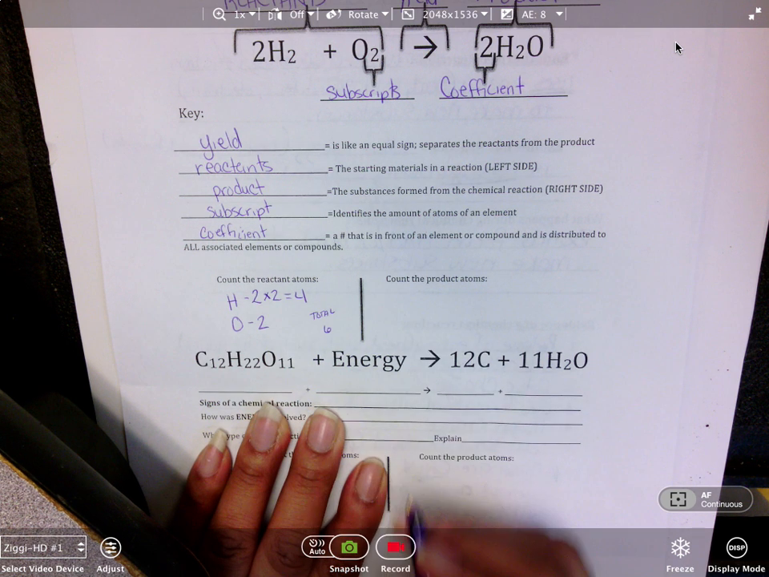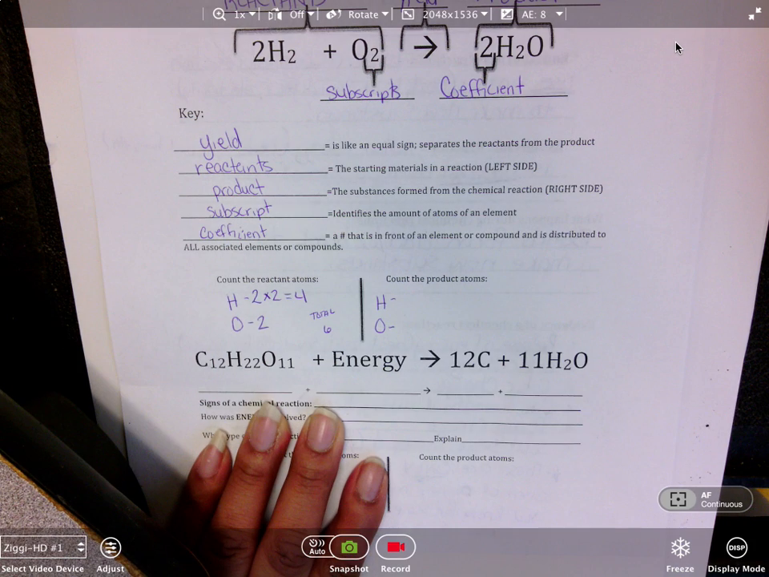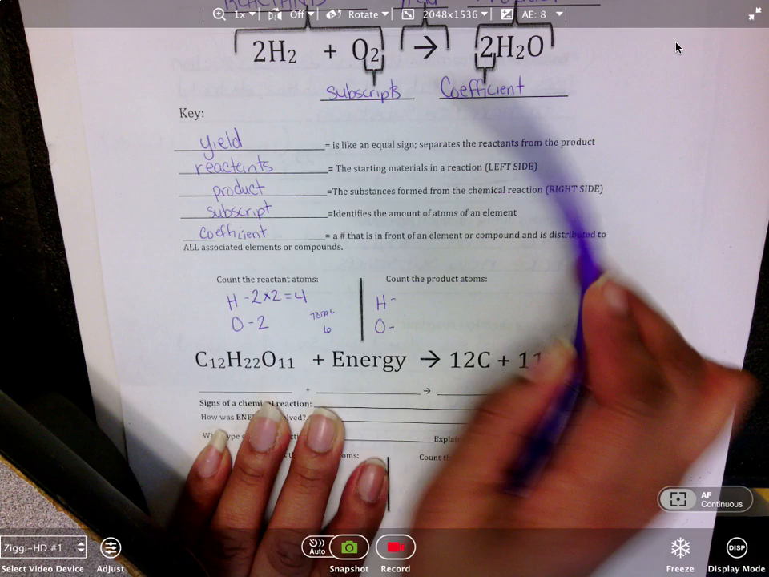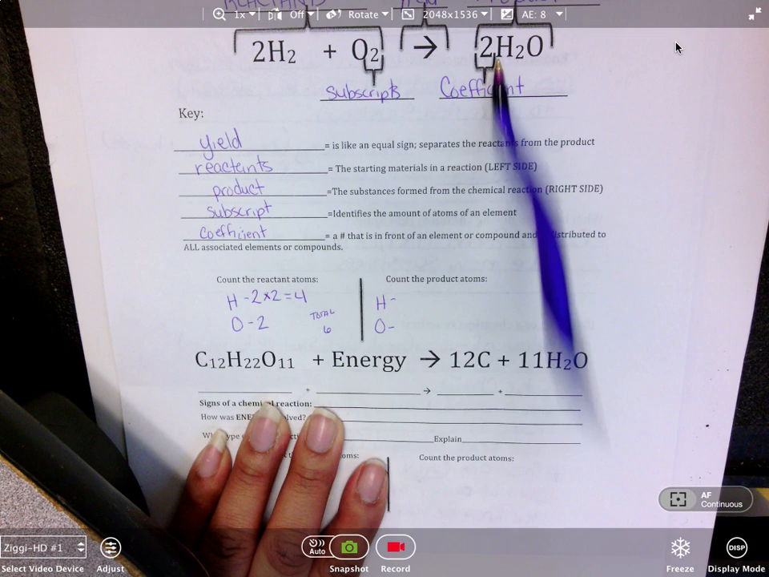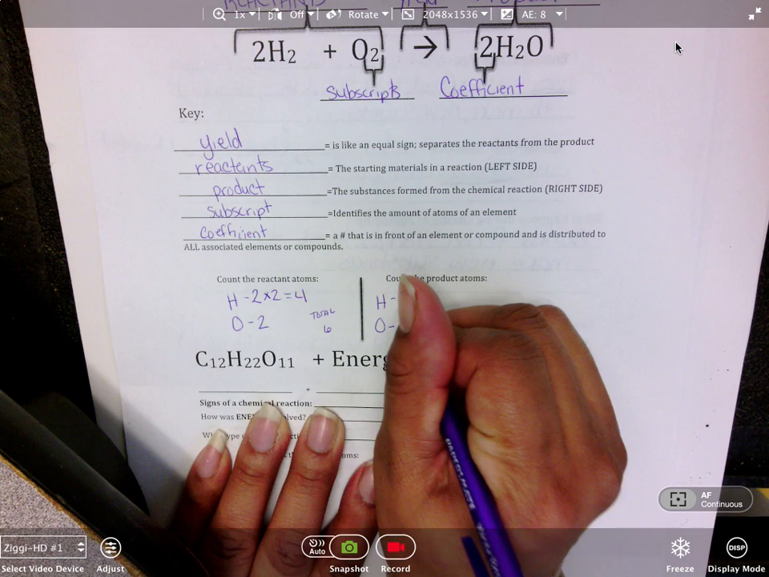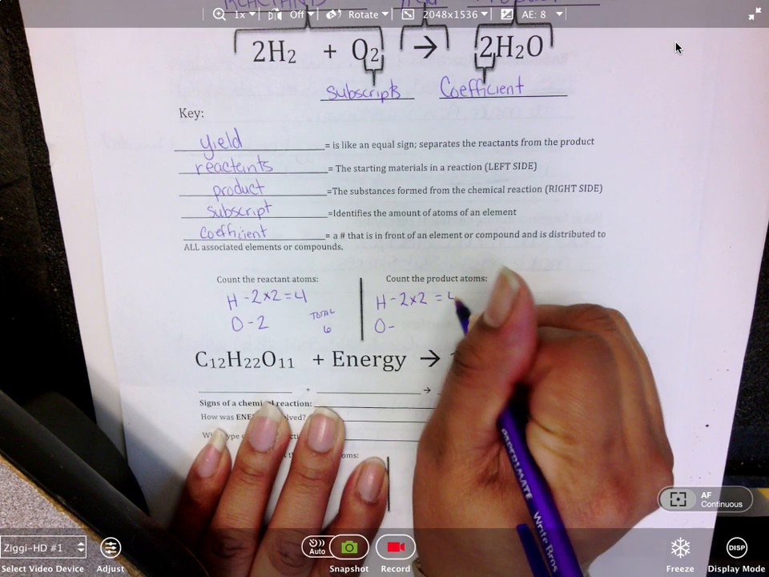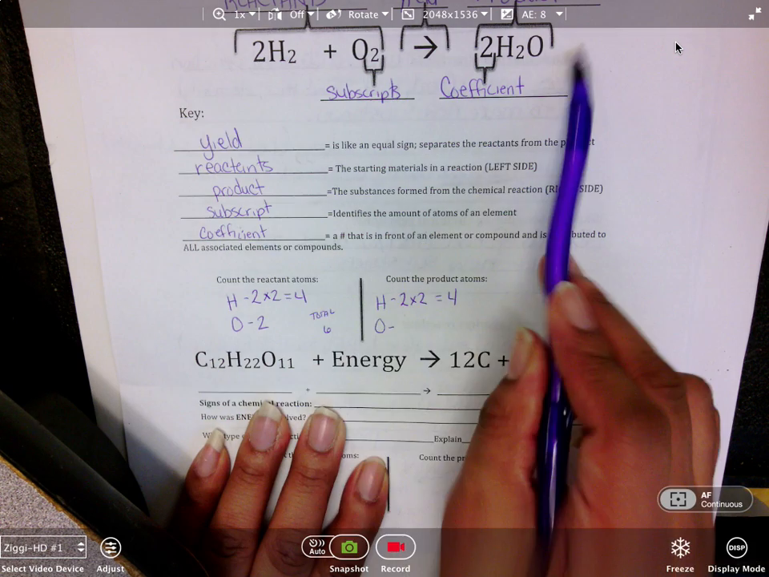Patrick. Hydrogen. How many hydrogen do we have, Devin, as the product in this equation? We have one hydrogen. Oh, sorry. Four. He says four because we have a subscript and then a coefficient of two, which gives us four. How many oxygen do we have, Madison, in this equation for the product?